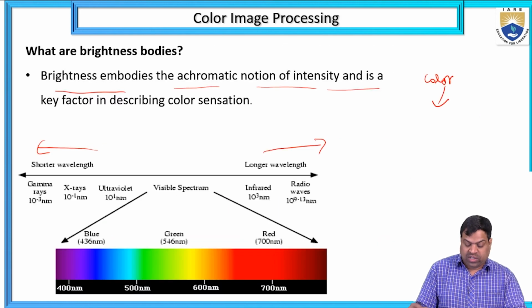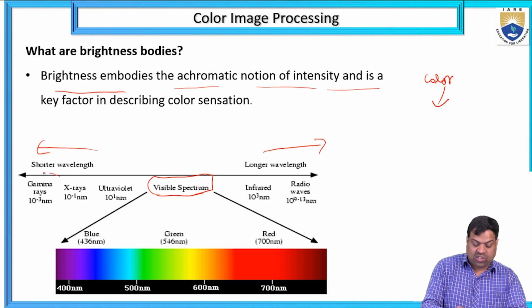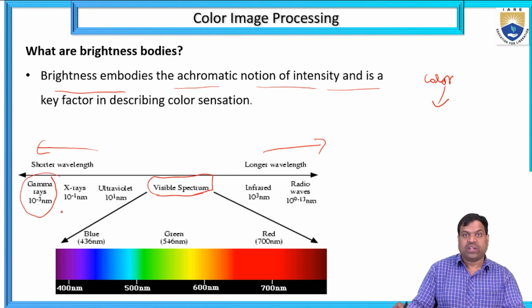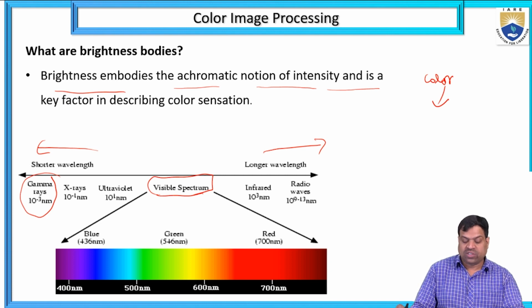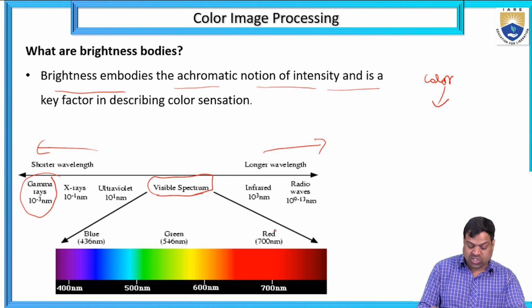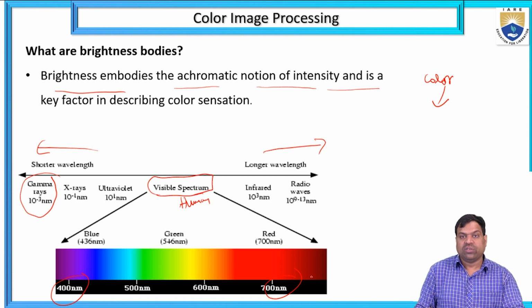So in the electromagnetic spectrum, there are the shortest wavelengths and the longest wavelengths. Gamma rays are 10 power minus 3 nanometers. X-rays are 10 power minus 1 nanometer. Infrared is 10 cube nanometer. Radio waves are 10 power 9 to 13 nanometers. The visible system is from 400 to 700. What is the visible system? It is the human visible system, from 400 to 700.